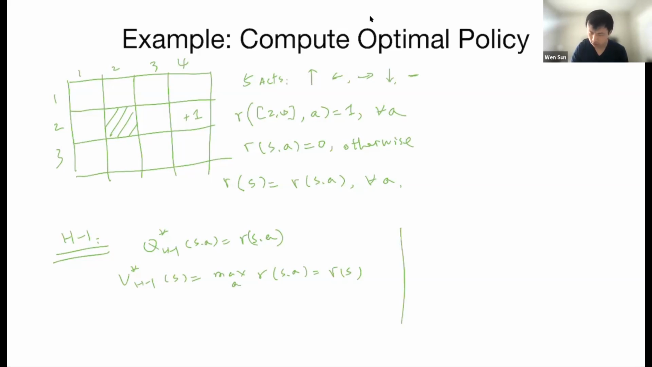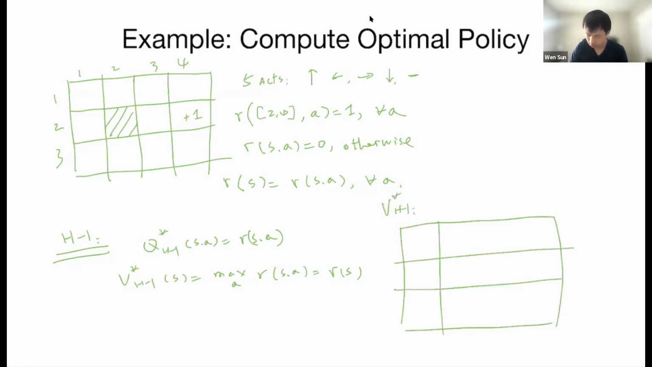Now this table is very simple. Let's write out this table, V star at H minus 1. By the way, this shaded cell is an obstacle. So if you take action right and bump into this obstacle, you're going to stay in the same cell. We argue that V star at H minus 1 of S is basically the reward function. So we get 1 here, and 0 everywhere else. This is our table at time step H minus 1, the last time step.